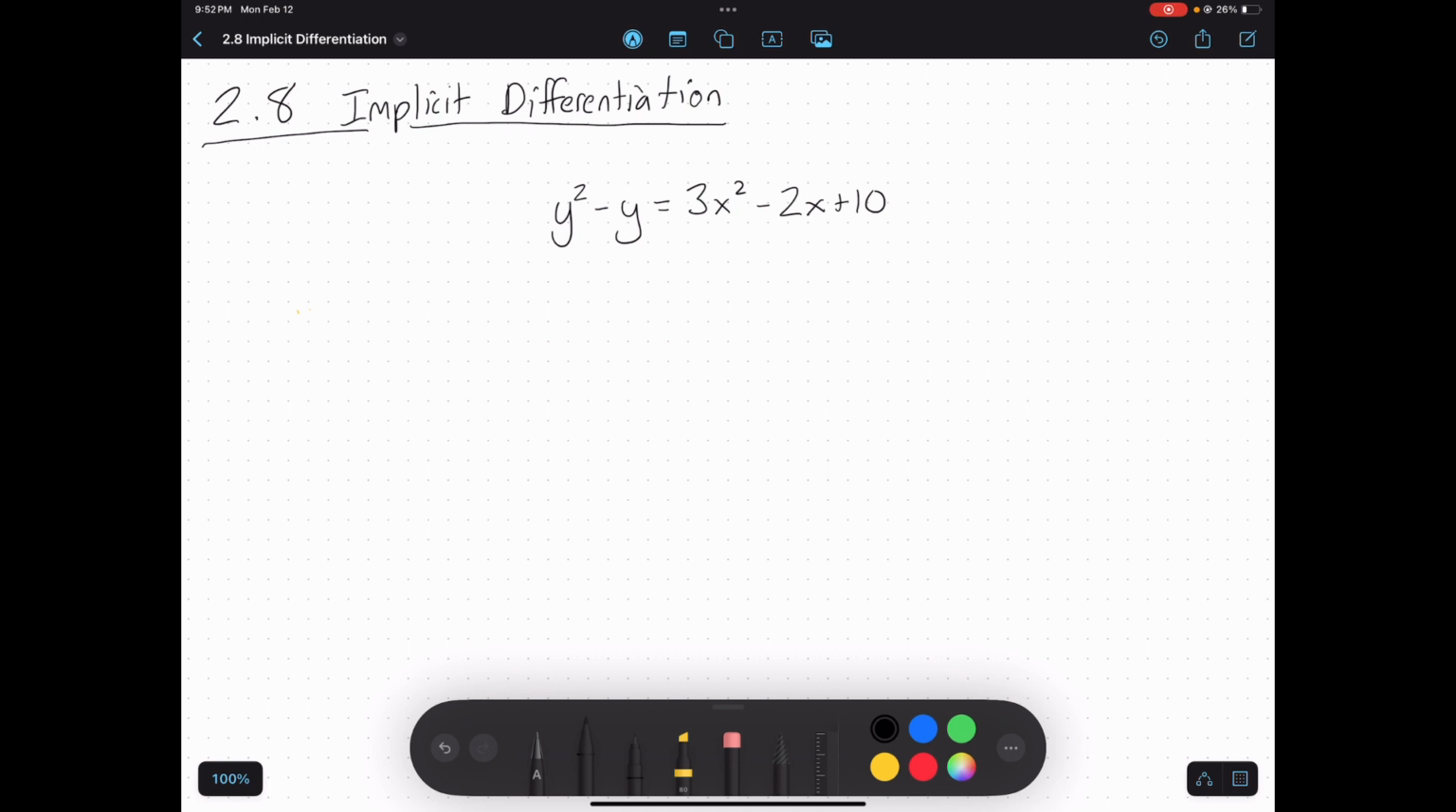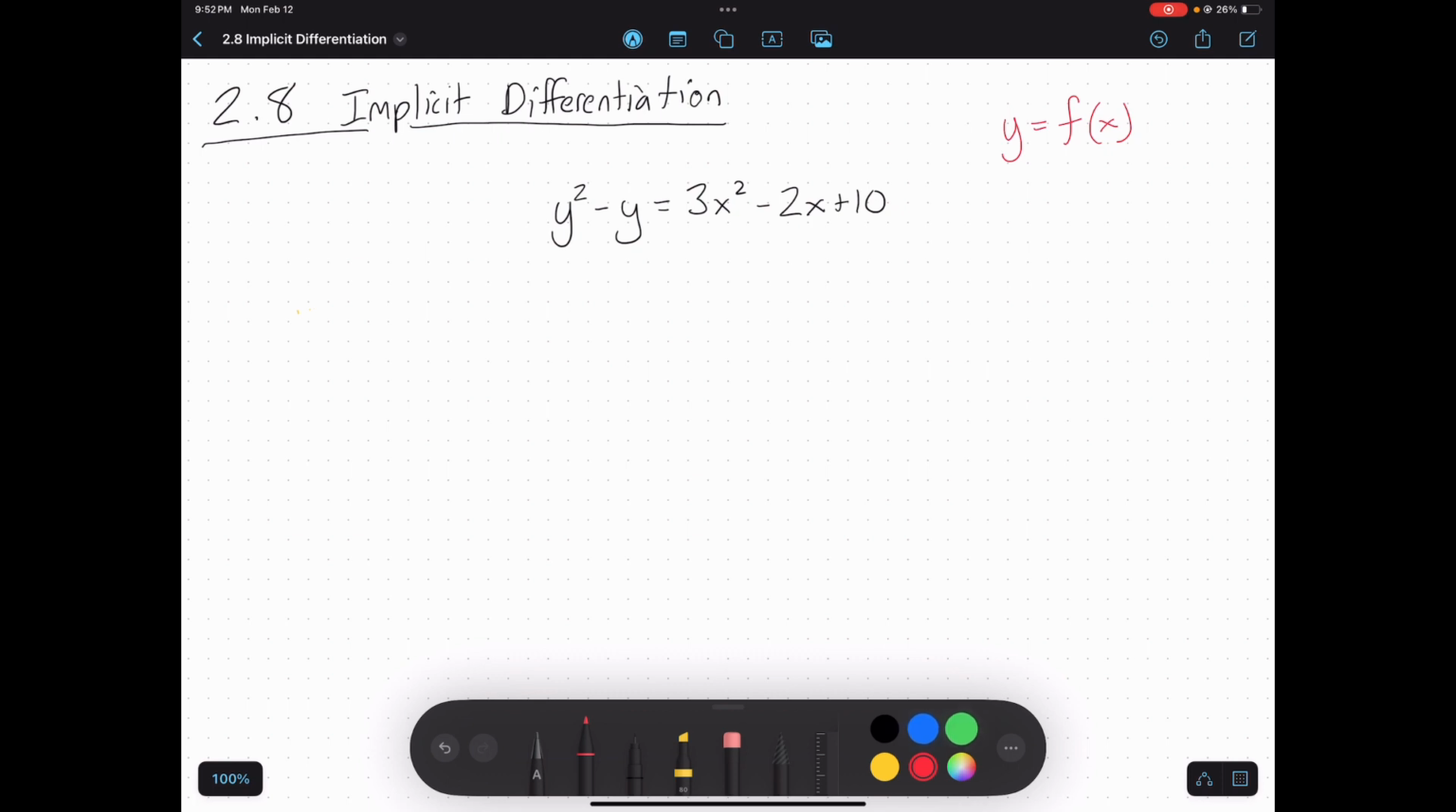Here's an example. y squared minus y equals 3x squared minus 2x plus 10. Why is this function more complicated? Well, normally, we're used to seeing functions in this form, right? y equals some function of x. You've got your output variable all by itself on one side of the equal sign, and then the other side of the equal sign is your function, right? What's going on? What's your rule? And that's completely in terms of x.